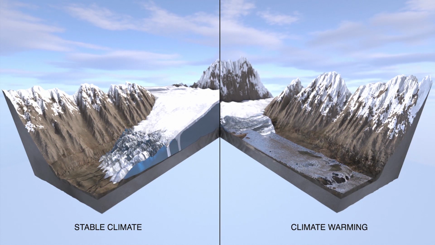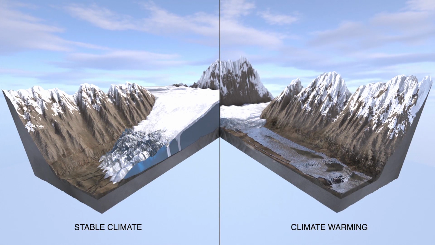As that happens, the equilibrium line moves further back, higher up the mountain, and the whole volume, or the mass balance, of the glacier decreases. This is a process we see occurring throughout the Arctic.